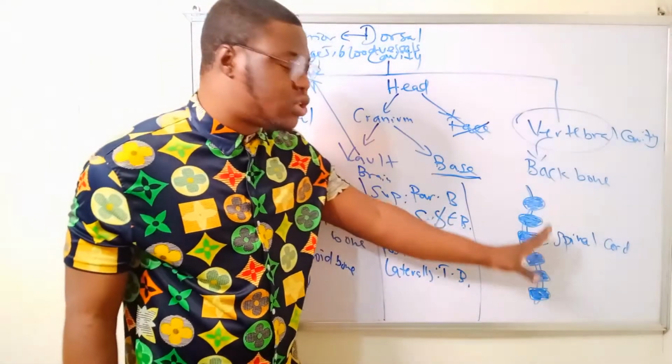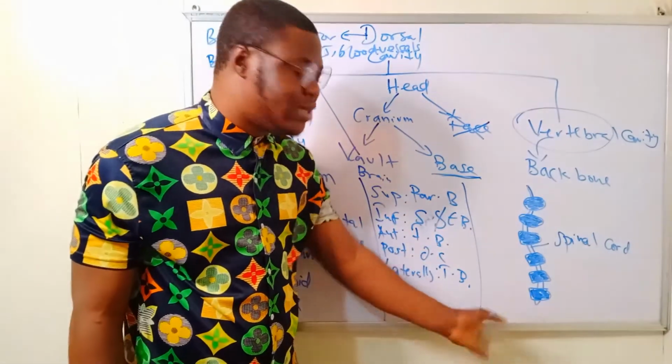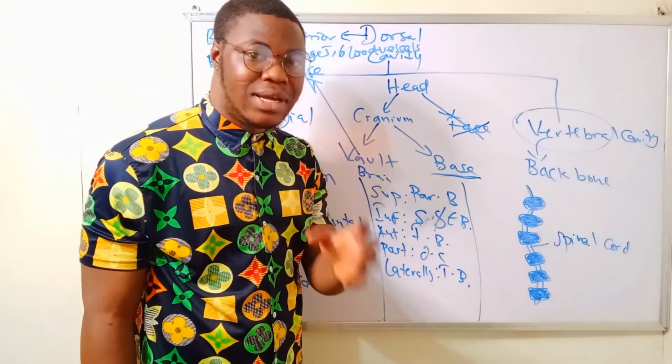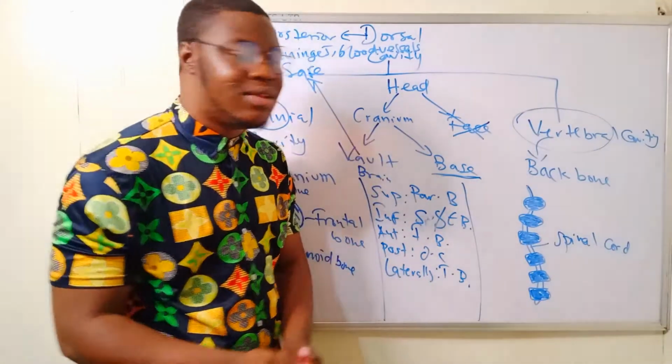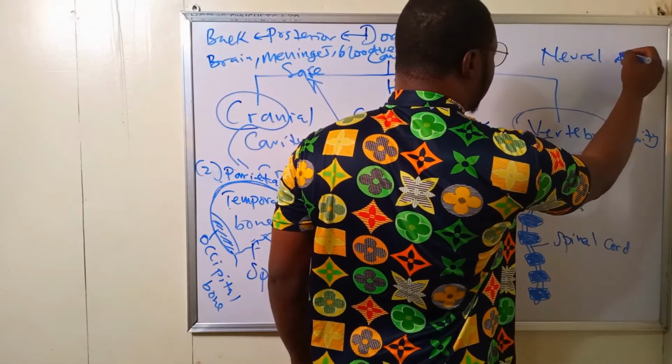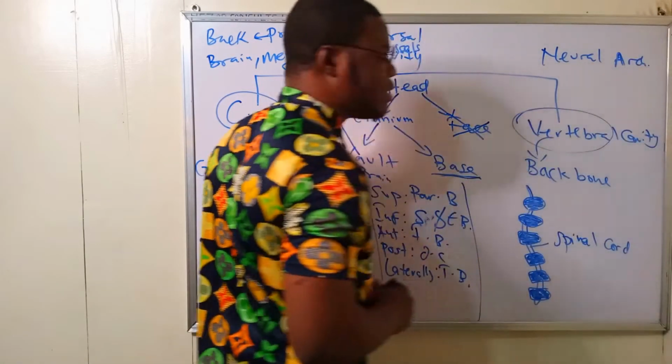Now, what about the structures in relation? I won't really emphasize that much, but just say anteriorly by the body of the vertebra and posteriorly by the neural arc. Neural arc. So, as simple as that.